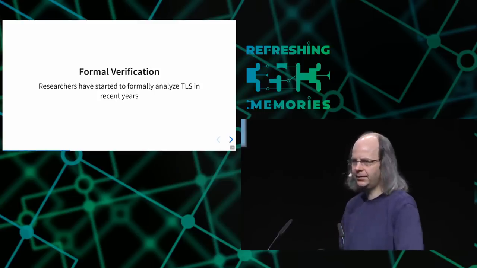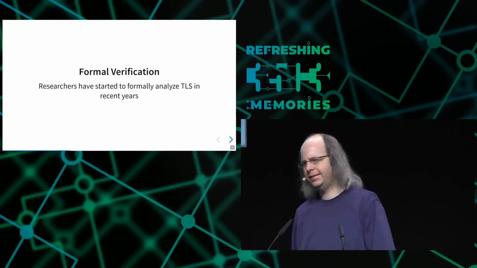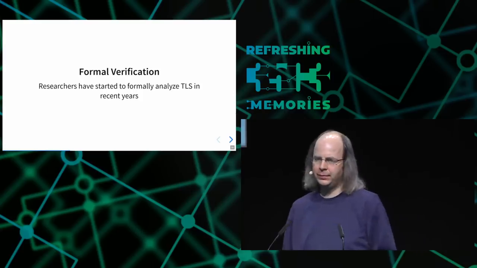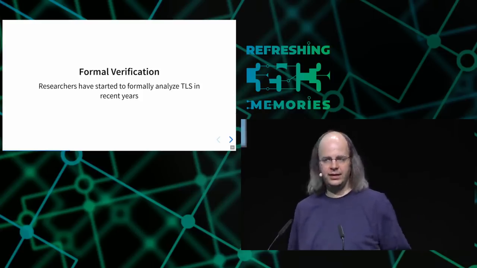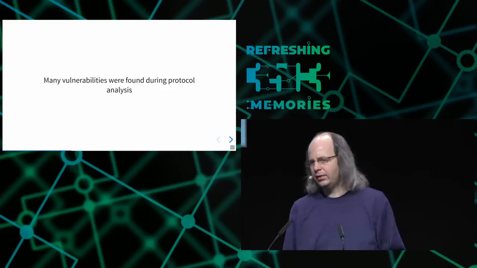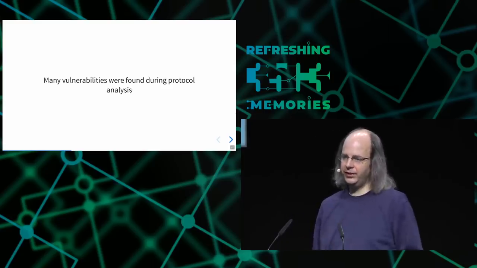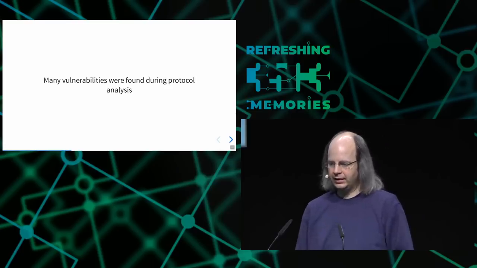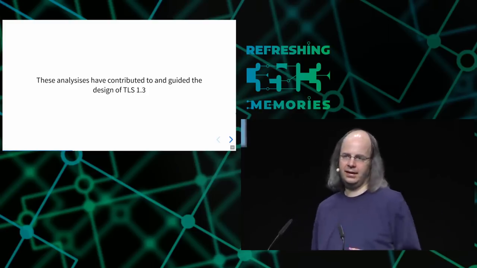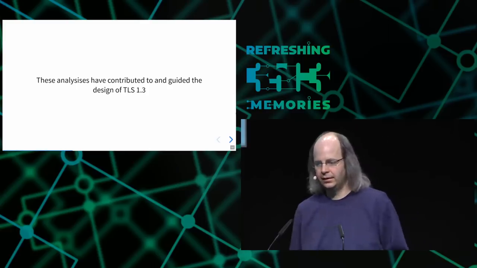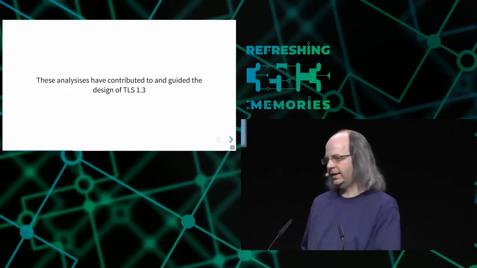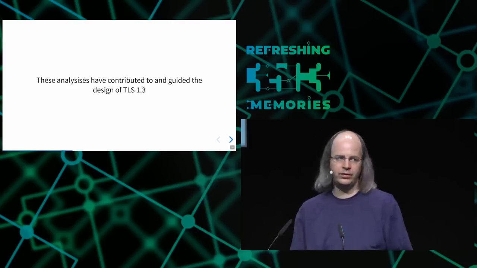But also, some academics looked at TLS with a more scientific view. They tried to formally understand the security properties of this protocol, to analyze it and to see if they can prove some kind of security properties of the protocol. And many vulnerabilities that I mentioned earlier were found by these researchers trying to formally analyze the protocol. But also, these analyses have contributed to designing TLS 1.3 to make it more robust to attacks. So this is, I think, also a big change. There was a much better collaboration between scientists who were looking at the protocol and the people who were actually writing the protocol.